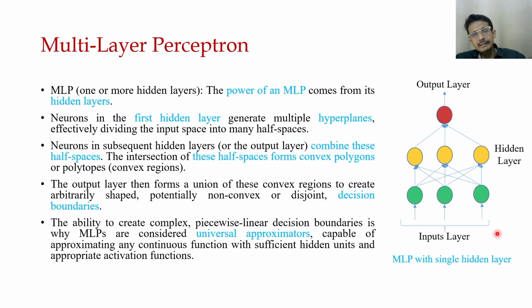So what we have seen, in the case of a multi-layer perceptron, is that there are one or more hidden layers between the input layer and the output layer, and the power of the multi-layer perceptron essentially comes from these hidden layers. That is what we have to understand. Now, the neurons of the first hidden layer generate multiple hyperplanes that effectively divide the input space into many half spaces.